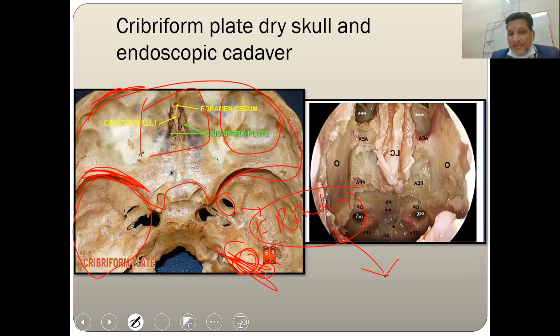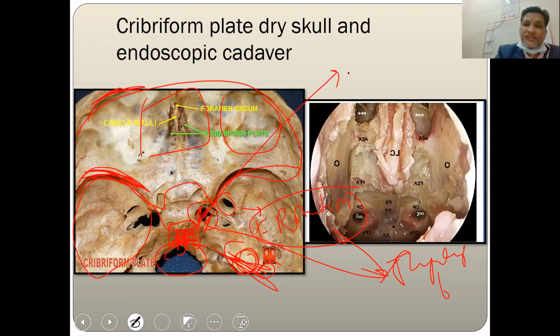Let me take you to the next section. This is the jugular foramen, the foramen through which the jugular vein passes. This is the foramen magnum. This is the clivus. The clivus is the bony junction of the sphenoid bone and the occipital bone.